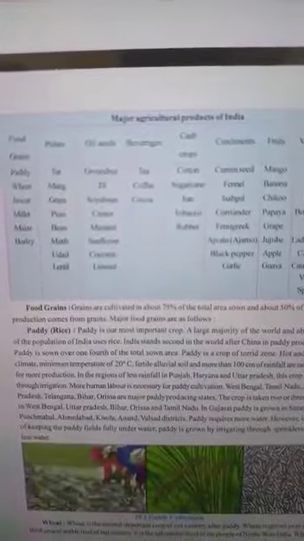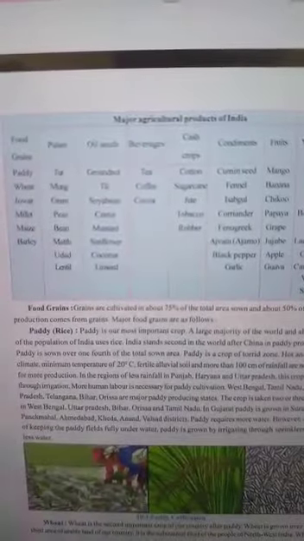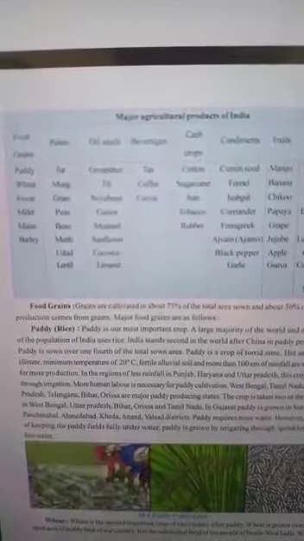Major agricultural crops. Due to the diversity in geographical conditions, climate, variety of land, the amount of rainfall, etc., different crops are grown in different parts of India. So which are the major crops? Major agricultural products of India are food grains like paddy, wheat, jowar, millet, maize, barley. Pulses are tur, mung. Then oil seeds, beverages, and cash crops. Which are the cash crops? Cotton, sugarcane, jute, tobacco, and rubber, which earn money. That is known as cash crops.